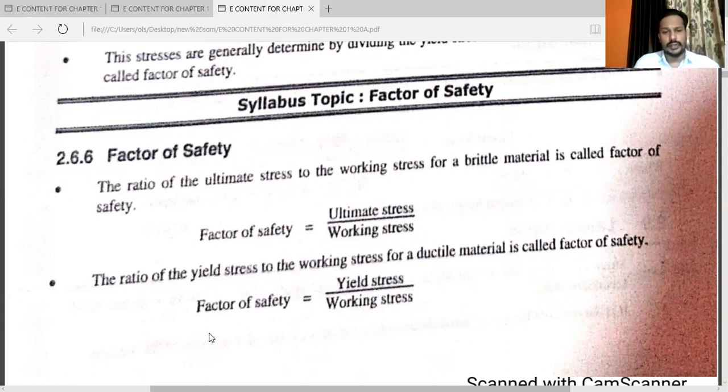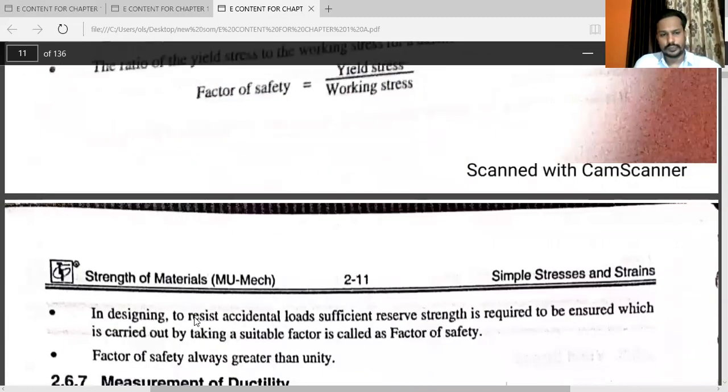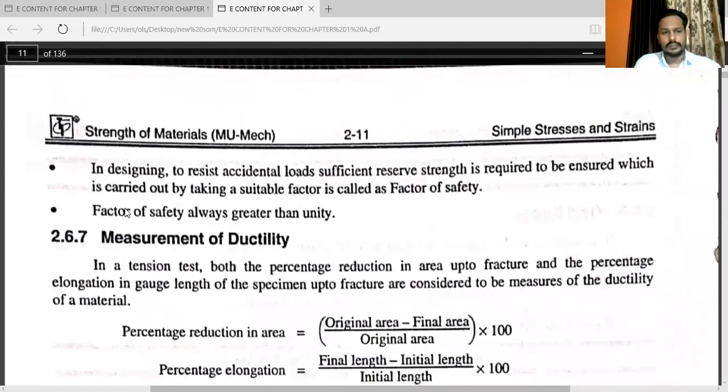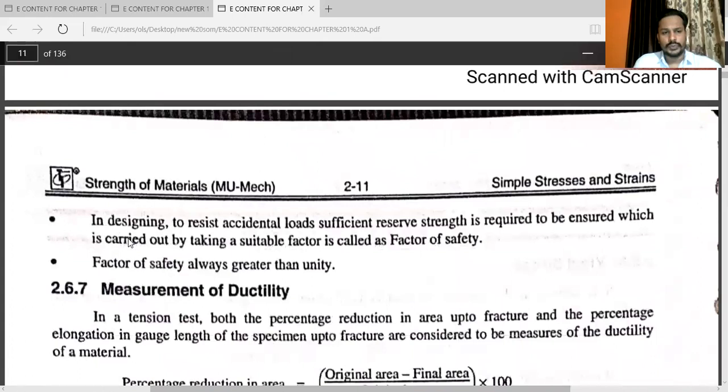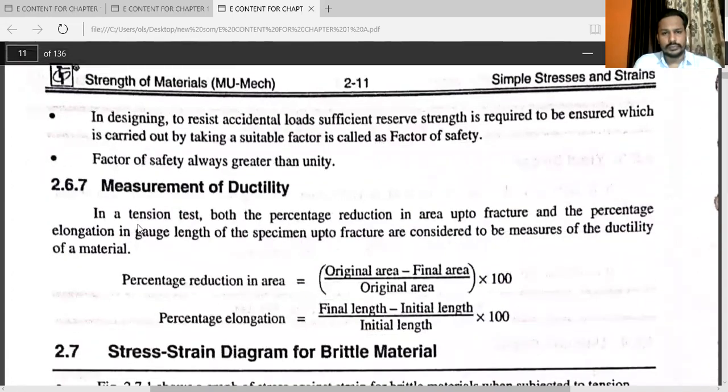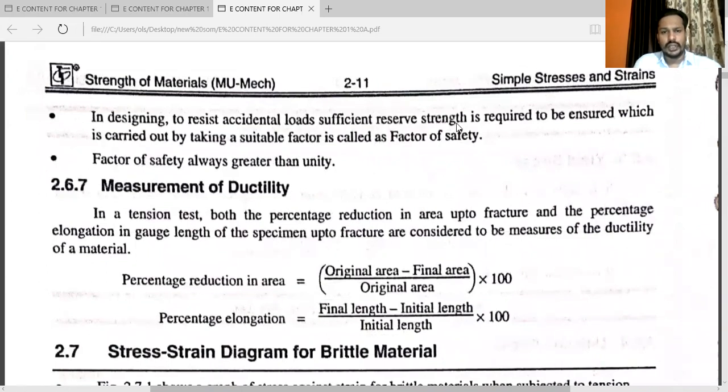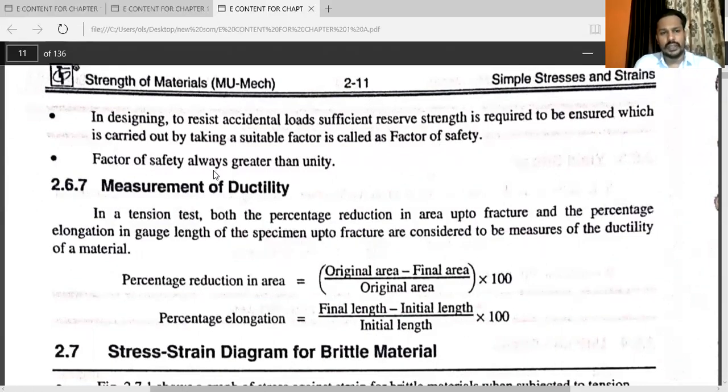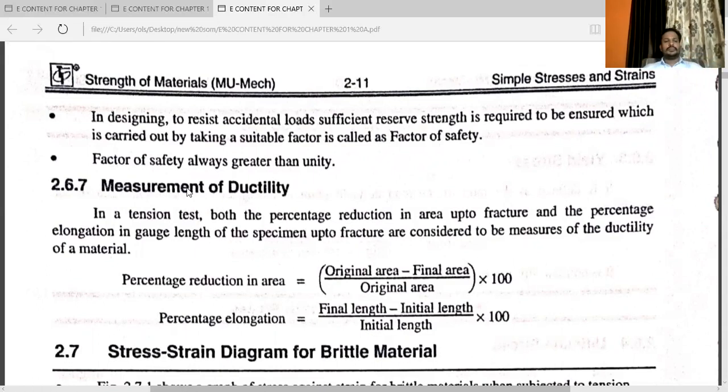See, stress strain curve for brittle material is also different. In designing to resist accidental load, sufficient reserve strength is required to ensure, which is carried out by taking a suitable factor called as factor of safety. Factor of safety is always greater than unity. Measurement of ductility. This is also an important point.